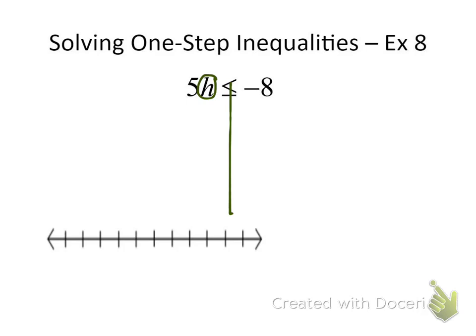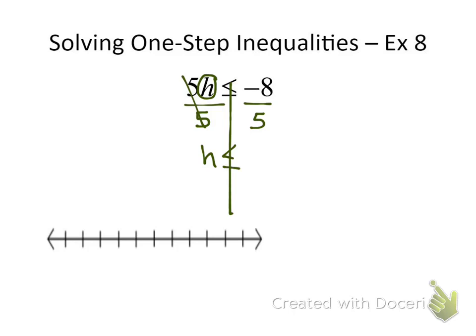Okay, how do I get the h by itself? It's a positive 5, right? Yep. So when I go to rewrite it, do I flip my sign? No. Why not? Because it's a positive. I'm dividing by a positive number, so my inequality sign stays the same.